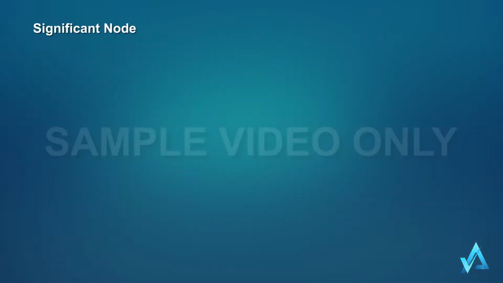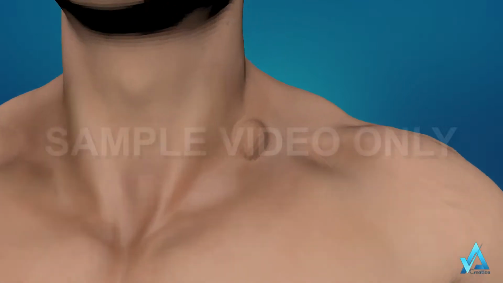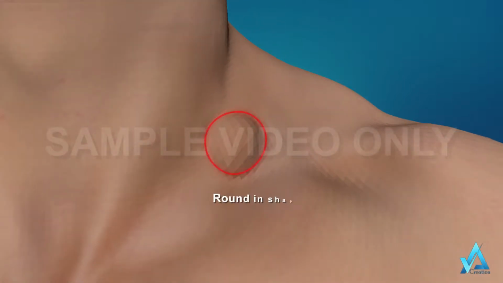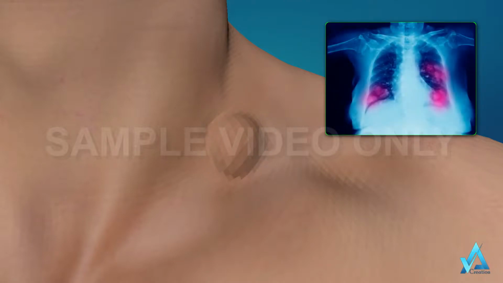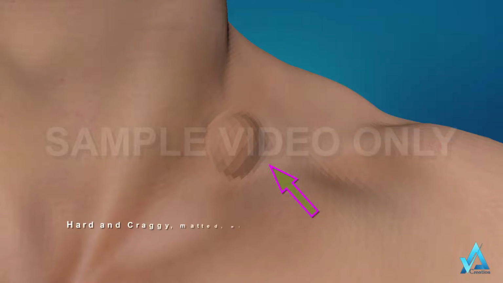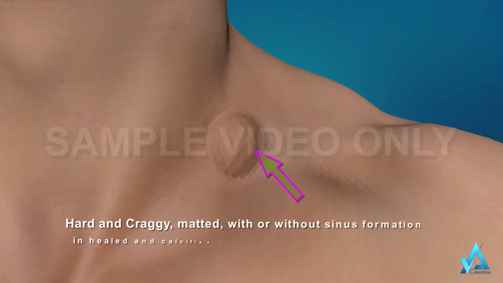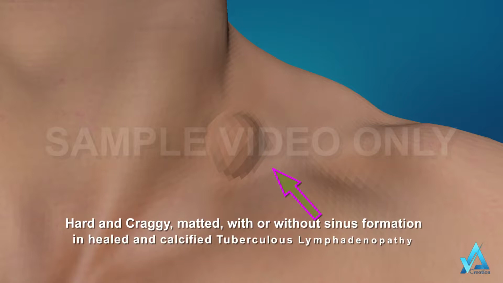Significant node. It is one which is round in shape, 0.5 centimeters in diameter and firm in consistency. It is large and fixed in secondary involvement from the primary lung malignancy. Hard and craggy, matted, with or without sinus formation in healed and calcified tuberculous lymphadenopathy.